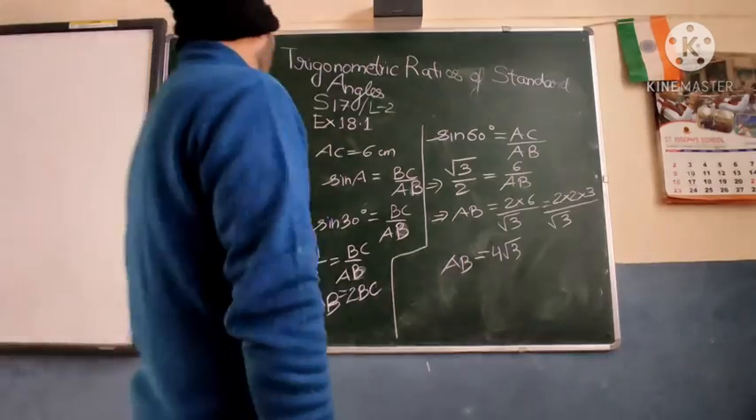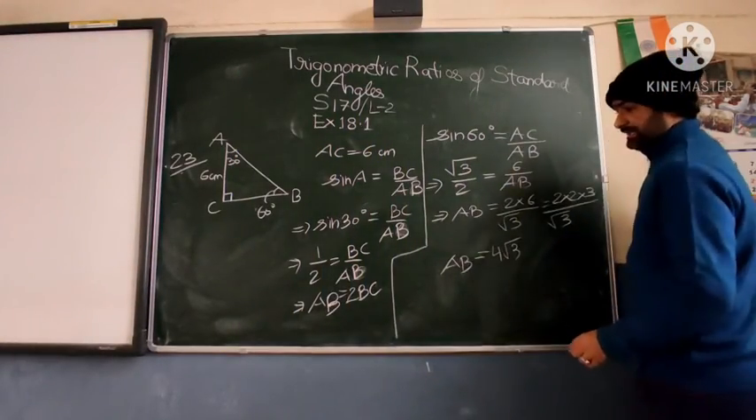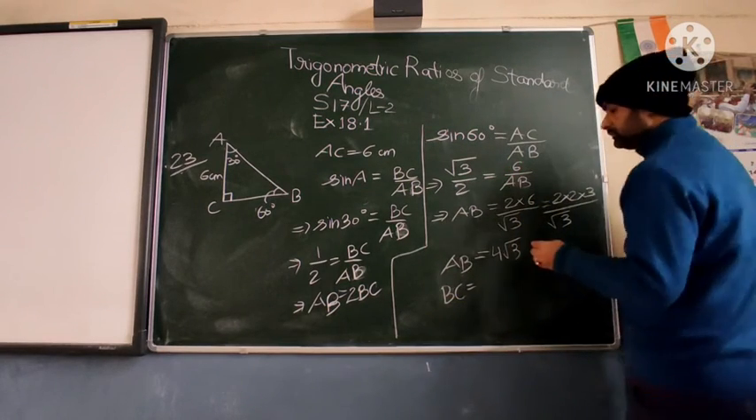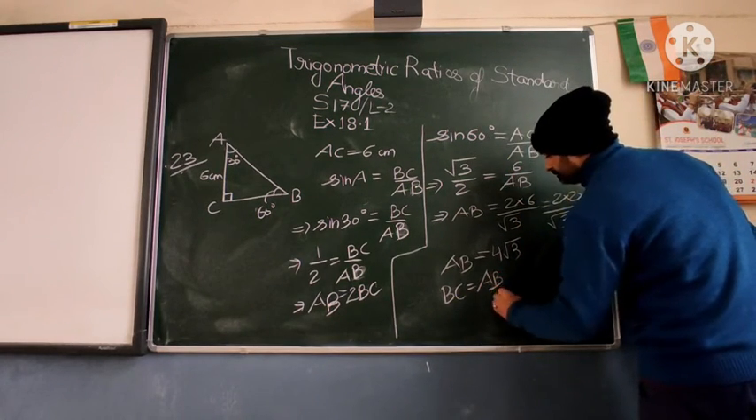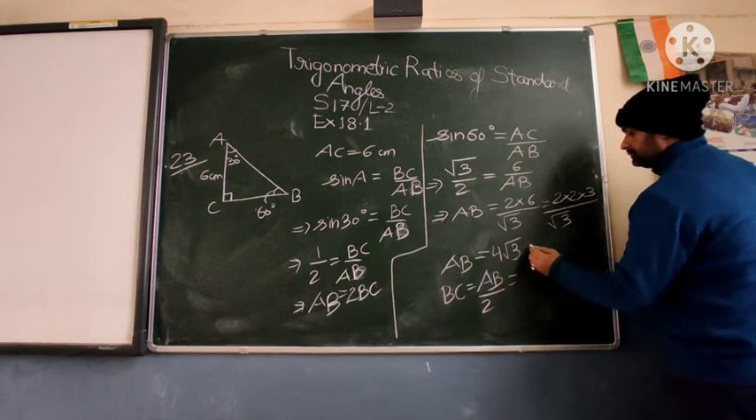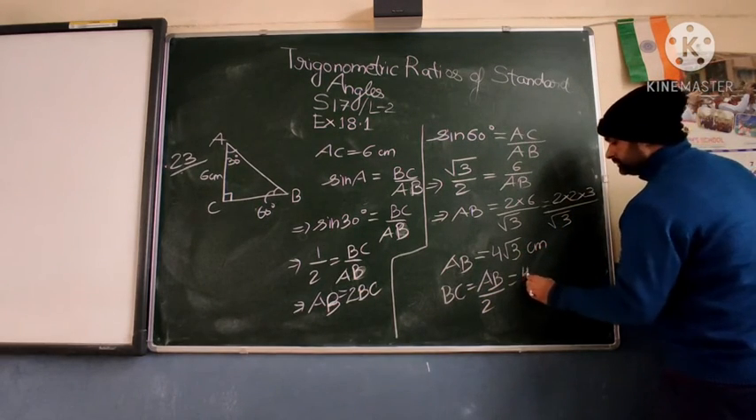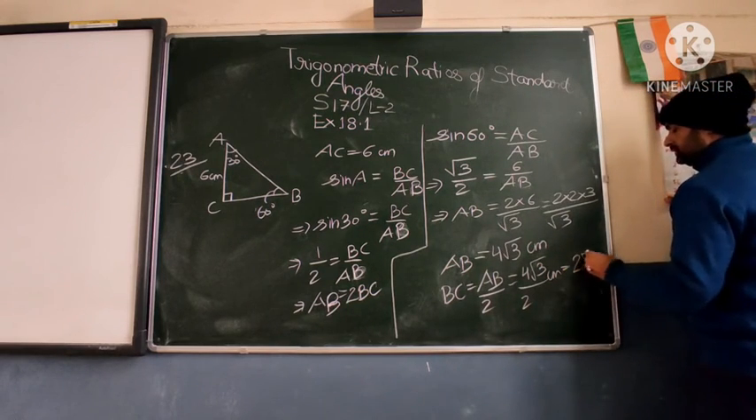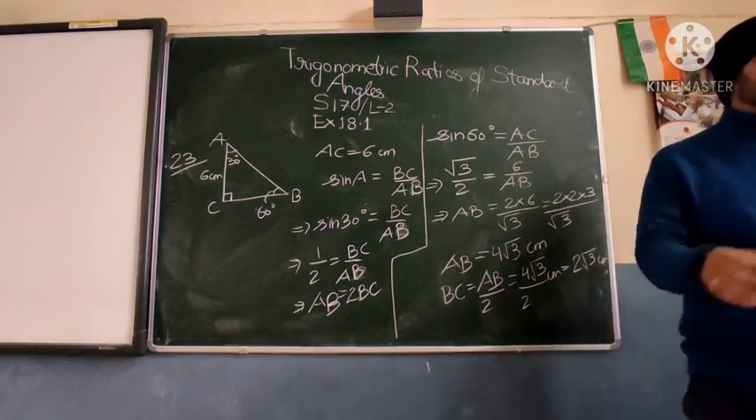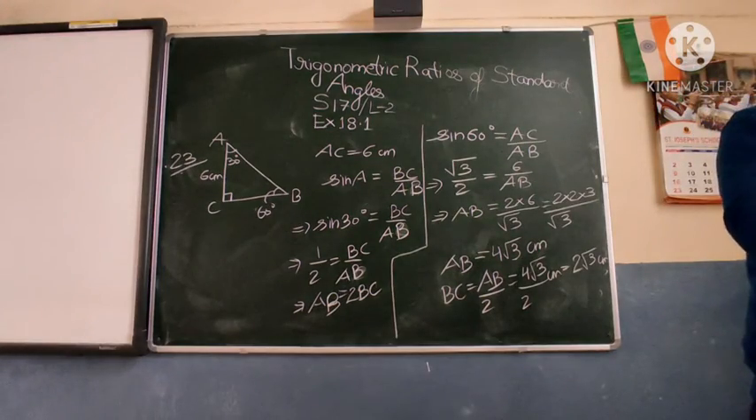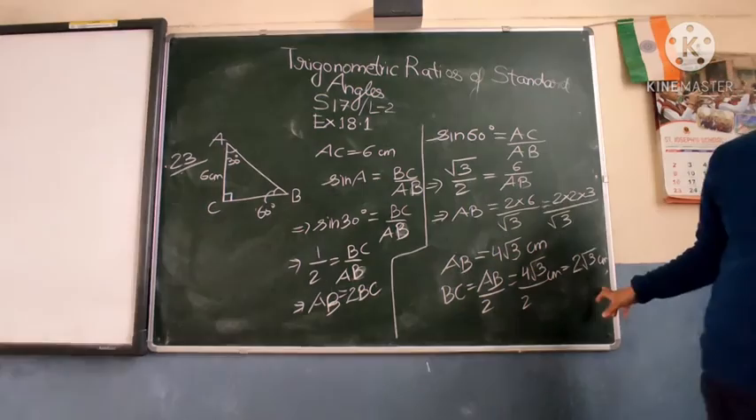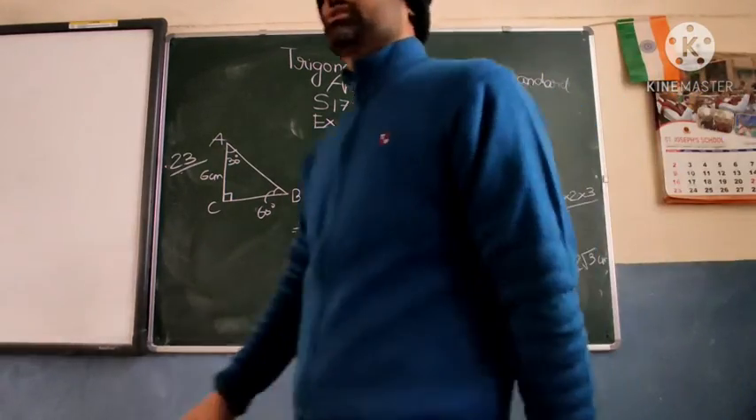Okay. Now once you get AB, can you get BC also? Yes. So BC is what? AB by 2. That means 4 root 3 by 2 centimeter. That means 2 root 3 centimeter. Let's check the answer if you got the same answer. BC is 2 root 3 and AB is 4 root 3. So that is the answer for this question.